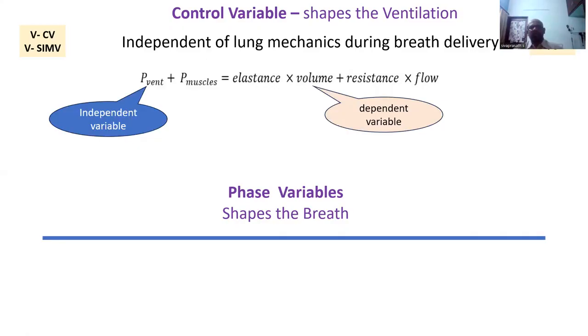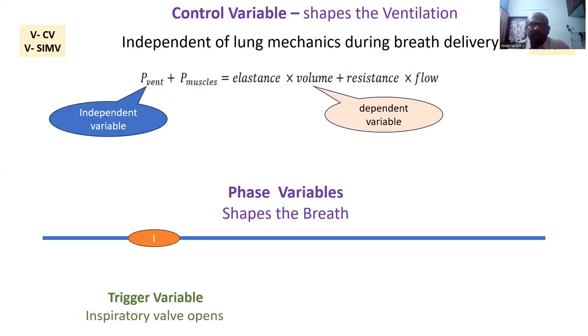Next is how the variables shape the breath. There are three types of phase variables. The first is the trigger variable. The trigger variable is set, and that variable will shape how the inspiratory valve opens. It could be either time, flow, or pressure. In mandatory breaths, it is always the time that starts the inspiration, and in a patient triggered one, it is always the flow or pressure.